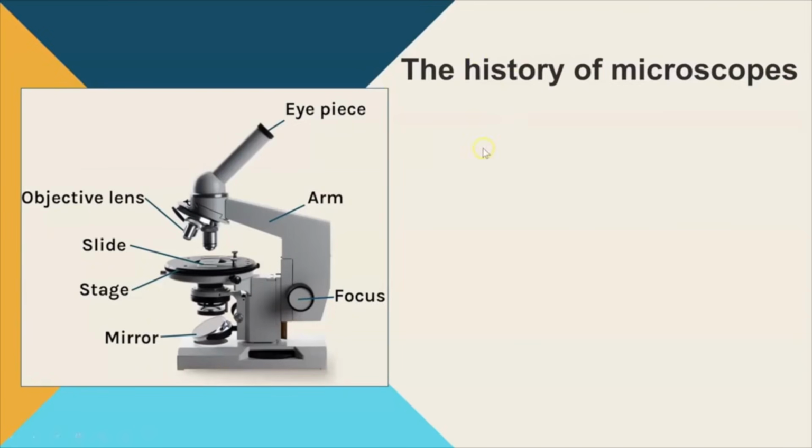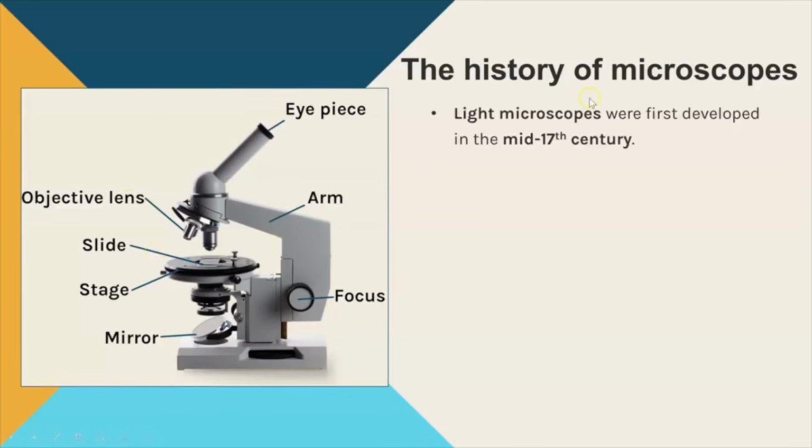So you do need to know a little bit about the history of the microscope. You could be asked to label the different structures and the parts of a microscope because it is one of your required practicals to know how to use a microscope. So we've got that there on this image.